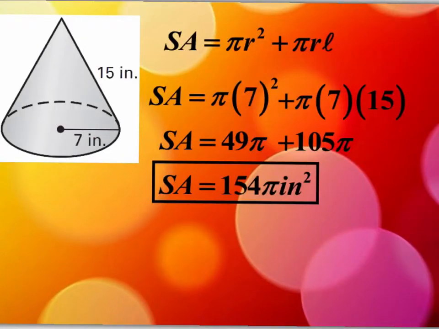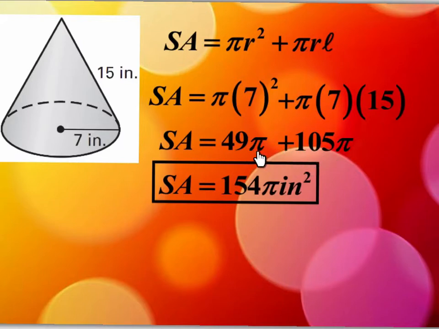Here's the first cone. We're going to go ahead and find the surface area. We're given the lateral height is 15 inches and the radius is 7. So we'll plug in our radius to be 7 here, and the L is 15. Multiply to get 105 pi. And then this is 49 pi because we did 7 squared. And then we add those two.